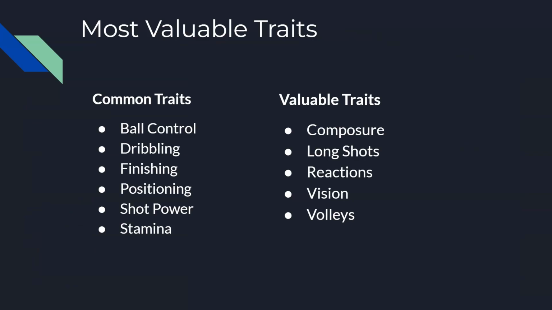Based on these, we can see the most valuable traits, and which traits are common in most attackers. The most valuable traits, which are rare to find, are composure, long shots, reactions, vision, and volleys. So these are the key traits to look out for.